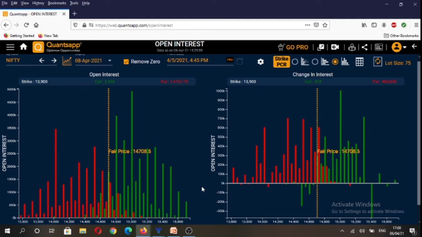Now, if we see the overall open interest data, you will see that highest amount of calls have been written at 14,800 strike, and highest amount of puts have been written at 14,500 strike. So it gives us a range of 14,500 to 14,800 on the index in the short term. And if you were to see what happened intraday, highest amount of calls were written at 15,000 strike, and highest amount of puts were written at 14,300 strike.